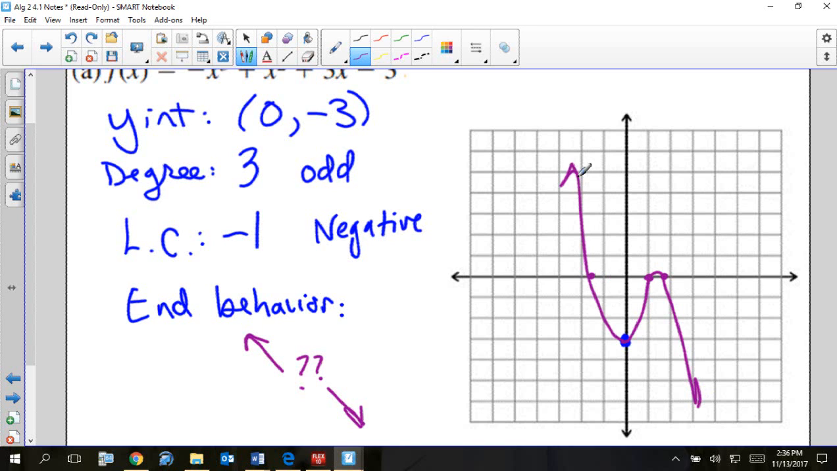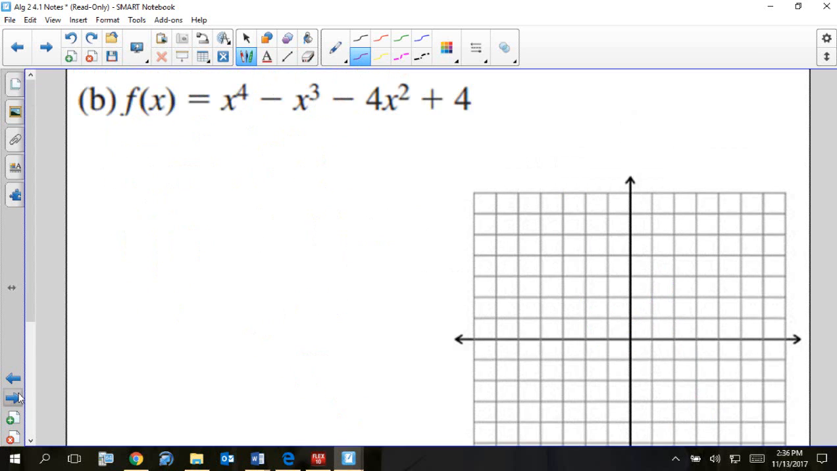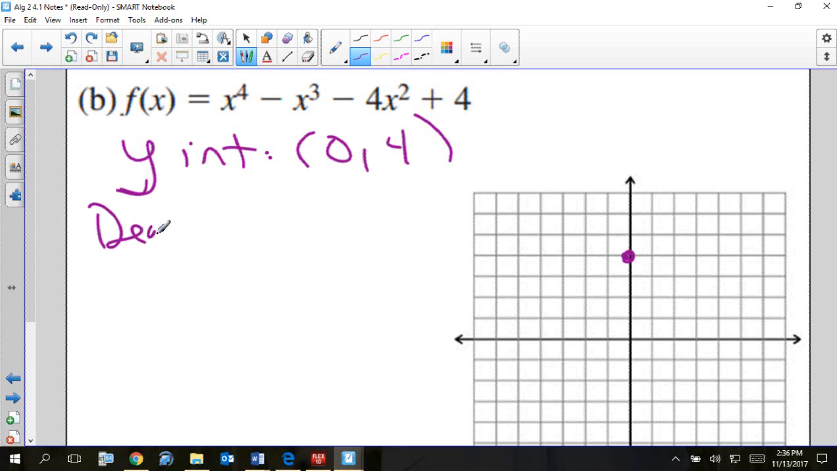We're going to the next one? Same thing. What do we need to know? What's the first thing we need to know? Y-intercept. What's my y-intercept going to be? 0, 4. Graph it. Next thing is degree. What's the degree? 4. That is even. Leading coefficient is 1. That is positive.